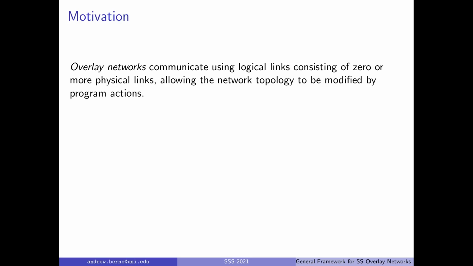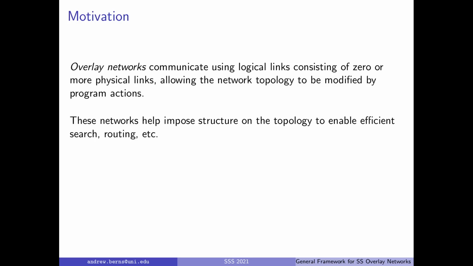Now, the reason we might want to build these is that they take what is probably a very disorganized, or at least less than ideal, physical network, and let us impose structure that we can use for things like efficiently searching for certain resources and routing messages between nodes cleanly. So overlay networks give us the ability to add and delete edges so that we can shape the network to do what we want. Now the question becomes, what kinds of things can we build?